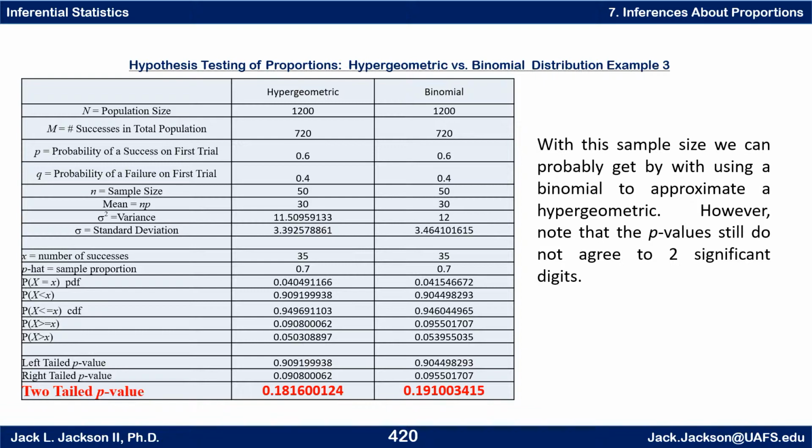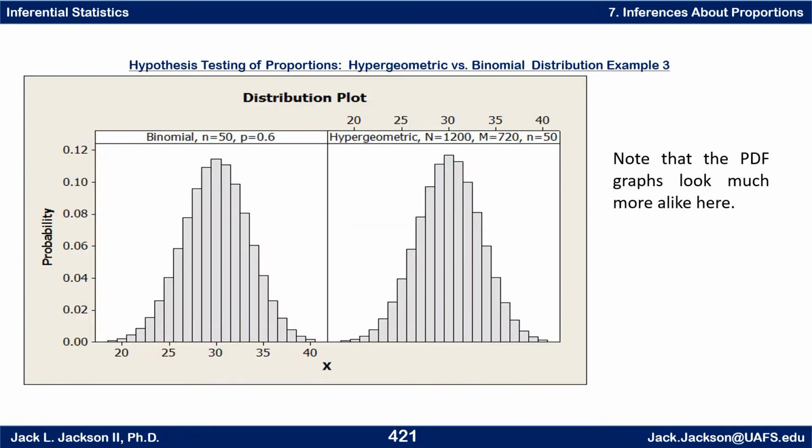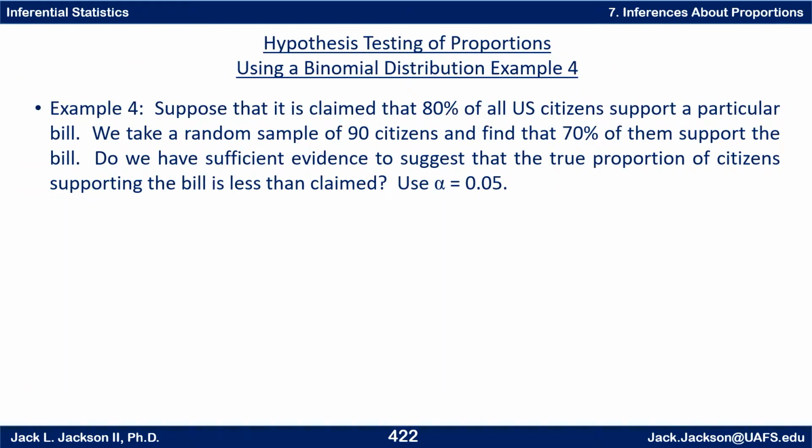The hypergeometric produced about 0.18, and the binomial is 0.19, and notice they're pretty close together, although really even they still don't agree to 2 significant digits. However, we probably could get by with this. The graphs are starting to look much more alike here. So all of that was just to show you that there are some differences in these, and the differences are significant if the population size is small.